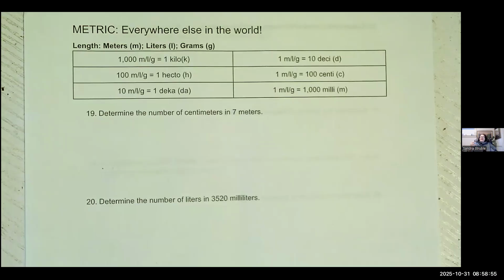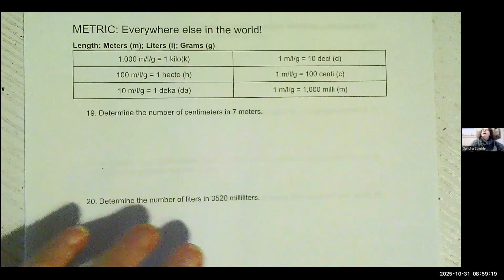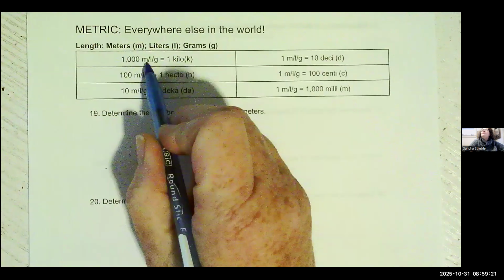What you need to understand here is the metric system only deals with three base units. You've got meters that are used for length. You've got liters that are used for volume or capacity, and you have grams for weight, right? So meters, liters, and grams. And that's what I'm using for M, L, and G. And these are all interchangeable.